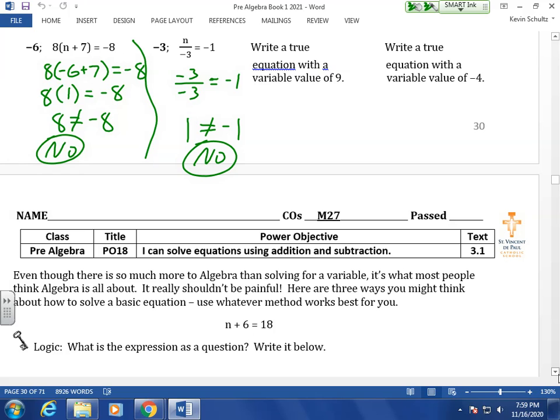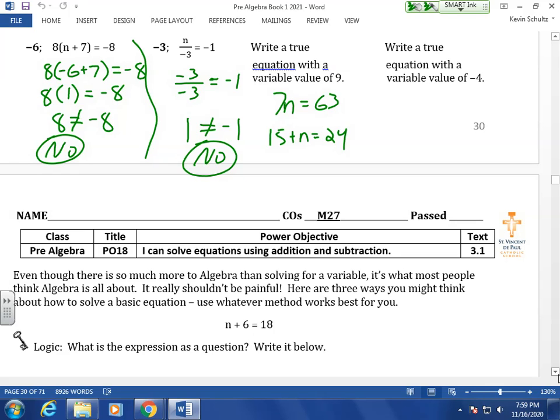These last two, you could have varying answers. Basically, what you needed is an equation, 7n equals 63, so that if you plug 9 in for the variable, plug 9 in for n, it's going to be true. 7 times 9 is 63. Maybe you have 15 plus n equals 24. 15 plus 9 equals 24. Remember I said yesterday that it's not that your equation has to equal 9, but the variable value does.